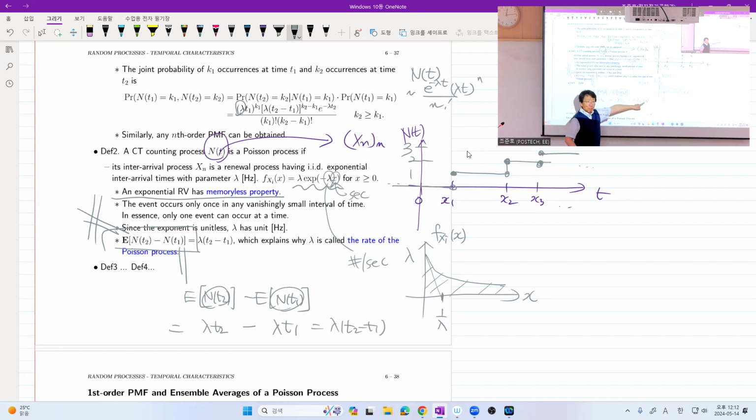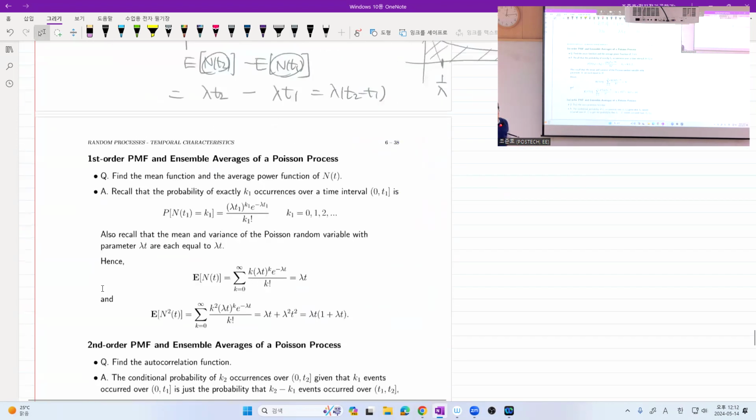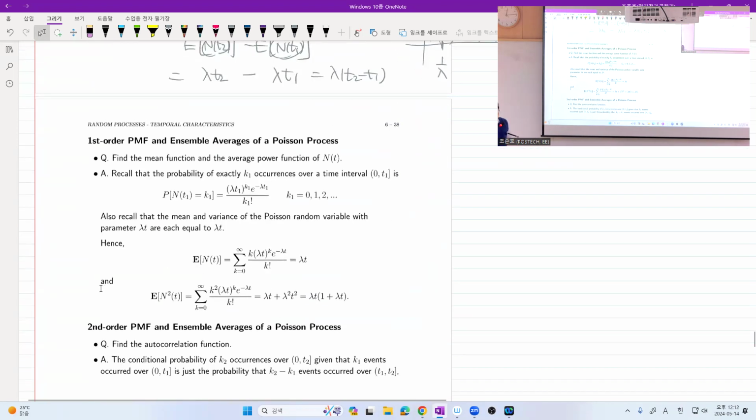So lambda makes sense. In between T1 and T2, how many arrivals? This is the expected number of arrivals between two time instants, right? So it perfectly makes sense. We call lambda the arrival rate, the arrival rate of the Poisson counting process. And as I told you, there are other definitions for the Poisson random process. And our lecture note class handout has some redundancies here.